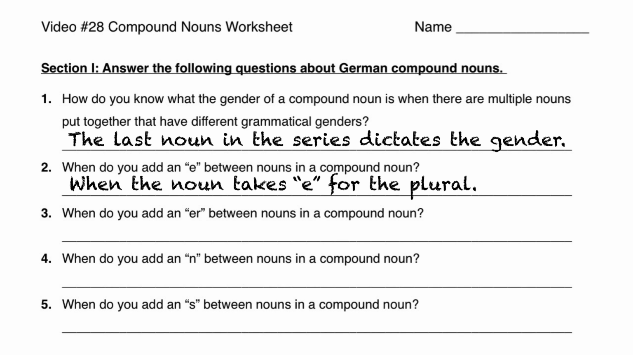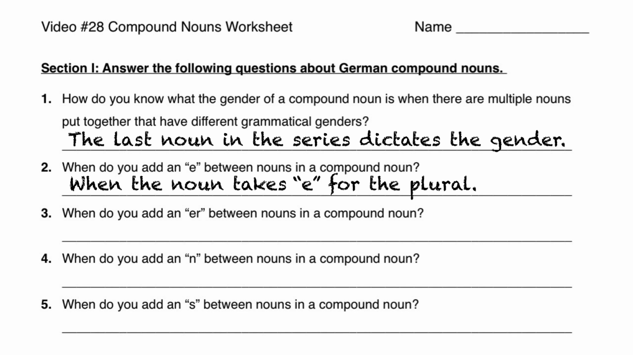So for instance, the word Hund. Hund is a dog. Whenever you have dog food, you would say Hundefutter. That's all one word, an E in the middle of it, because it's dog's food in German, as opposed to dog food, which is singular in English.